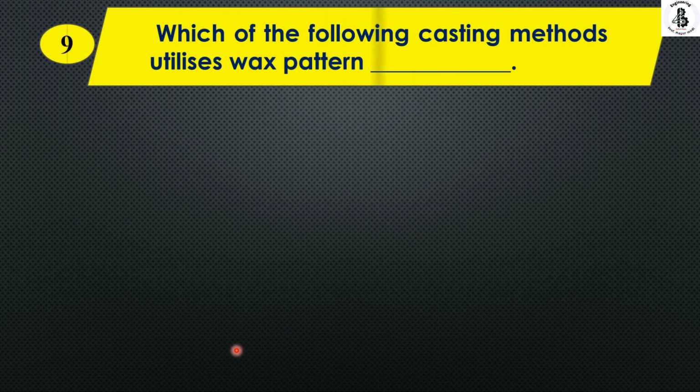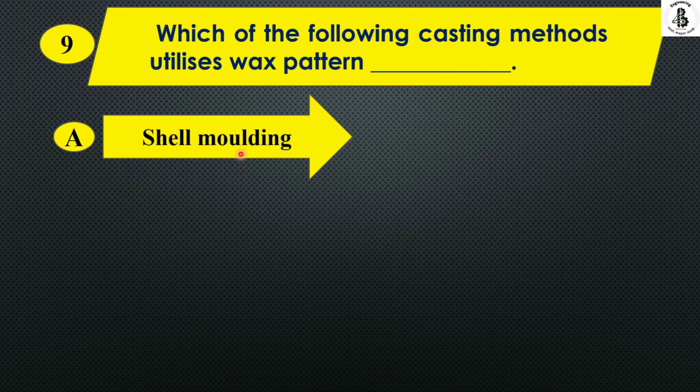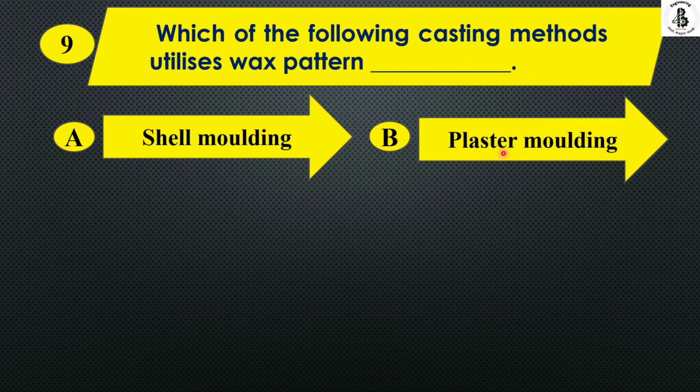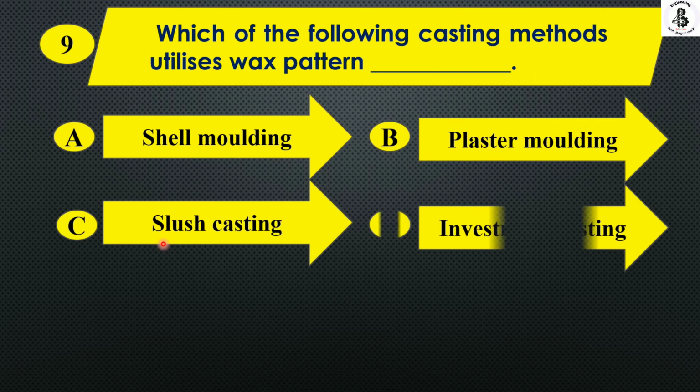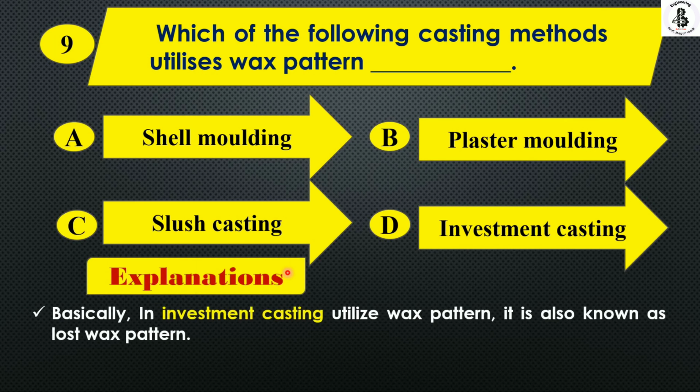The next question. Which of the following casting methods utilizes a wax pattern? Option A, shell molding, option B, plaster molding, option C, slush casting, and option D, investment casting process. Basically, the investment casting process utilizes a wax pattern.